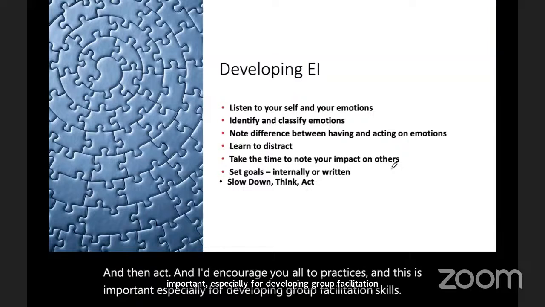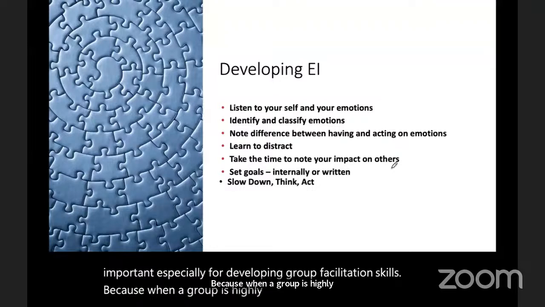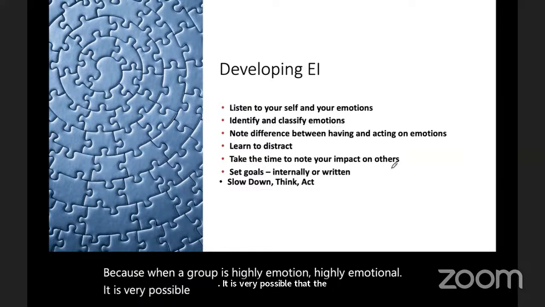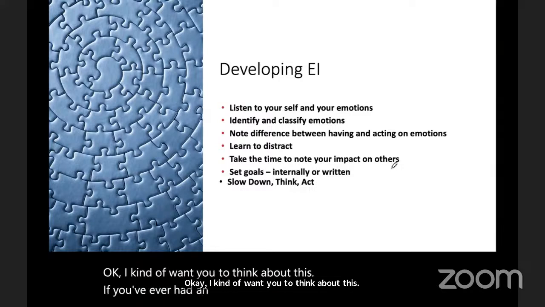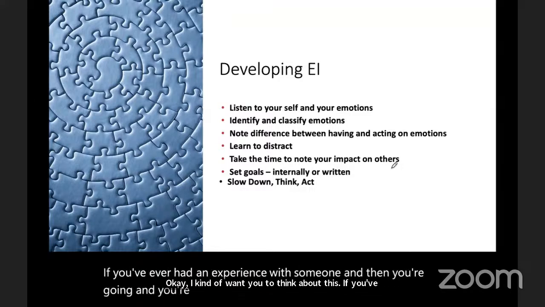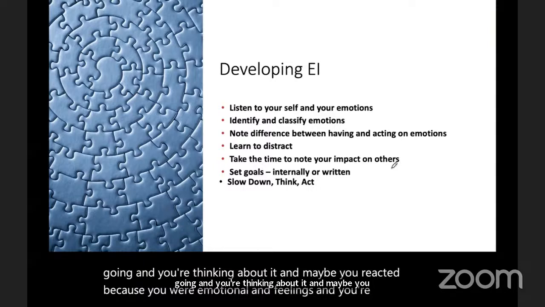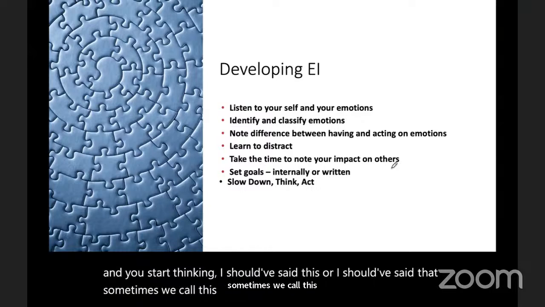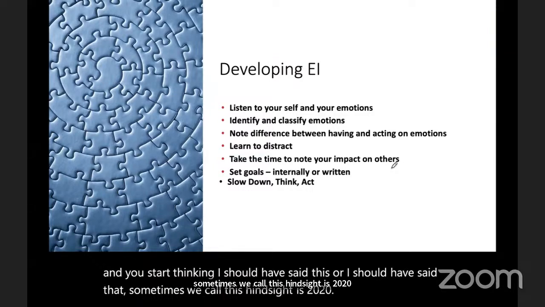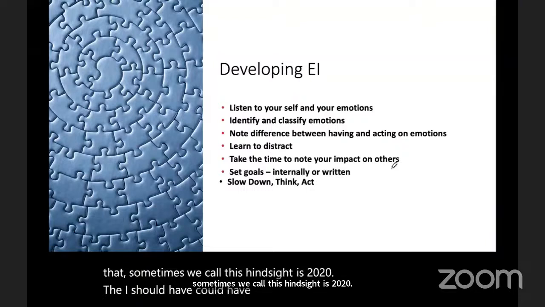Because when a group is highly emotional, it is very possible that the facilitator will say the wrong thing. Okay. And I kind of want you to think about this. If you've ever had an experience with someone and then you're thinking about it, and maybe you reacted because you were emotional, and you're driving home and you start thinking, I should have said this, or I should have said that. Sometimes we call this hindsight is 20/20. The I should have, could have, would have type of attitude.